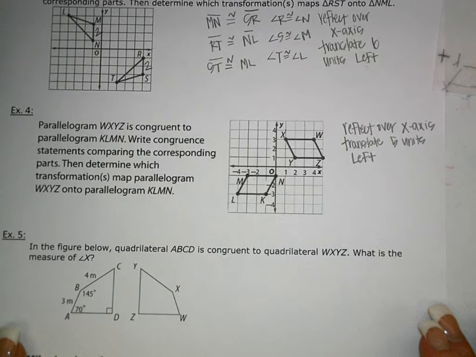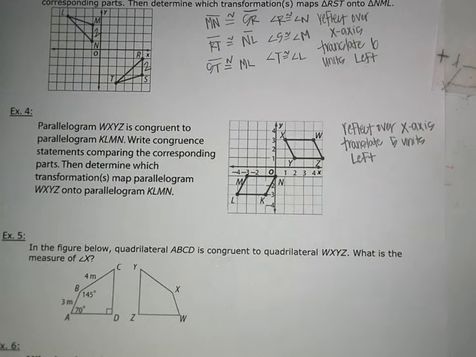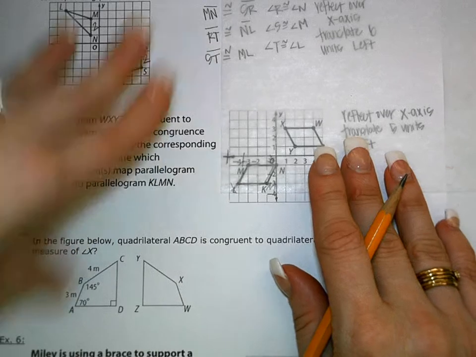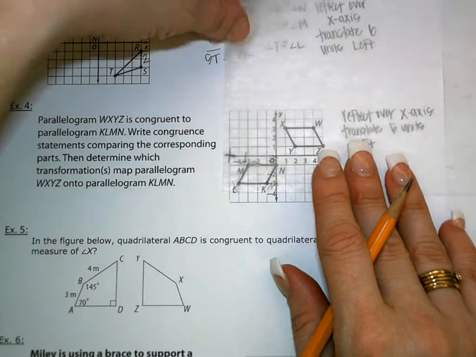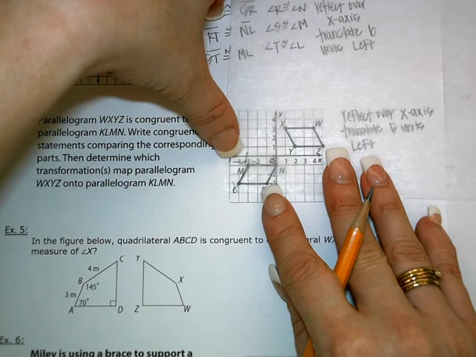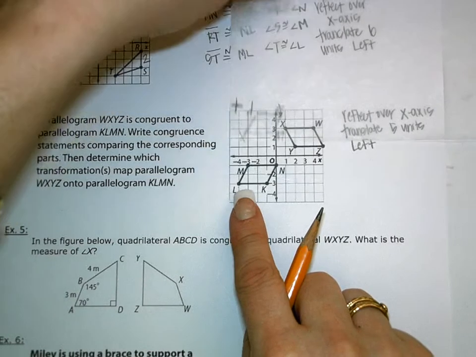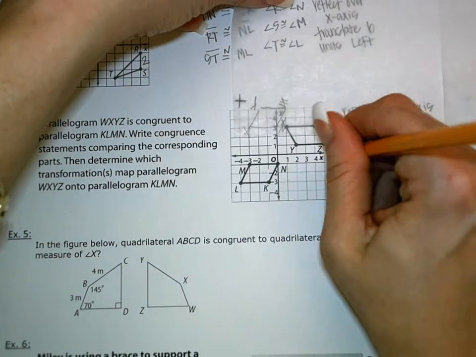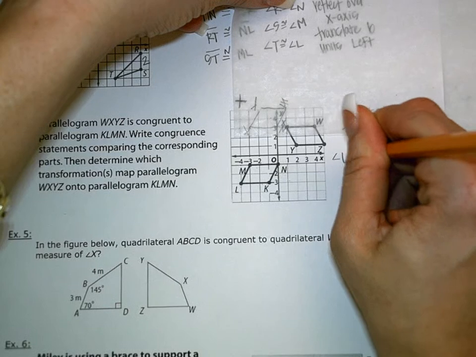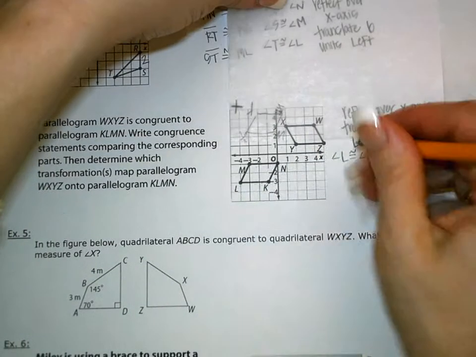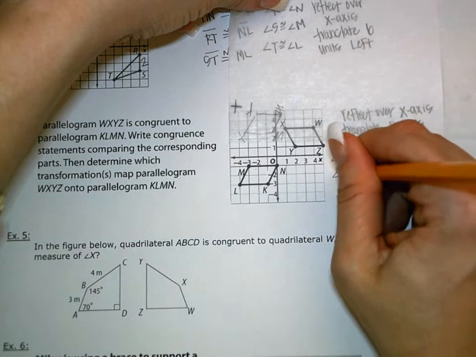Then let's figure out which sides and angles are congruent. So I'm going to take this, we've reflected over here, and these are kind of upside down, but you'll just have to read them backwards, okay? So here we know that angle L is congruent to X. So angle L congruent to angle X. The bottom one here is angle W is congruent to angle K.